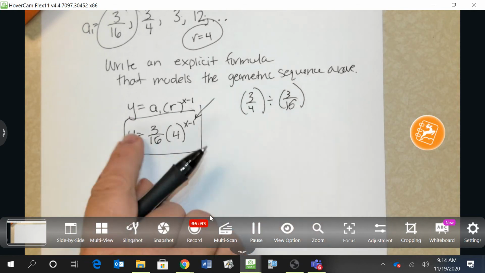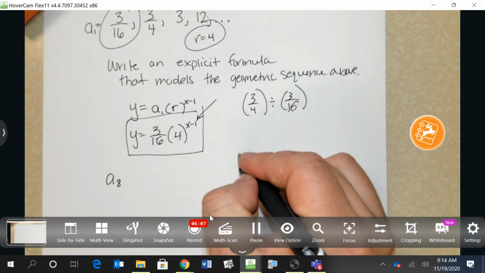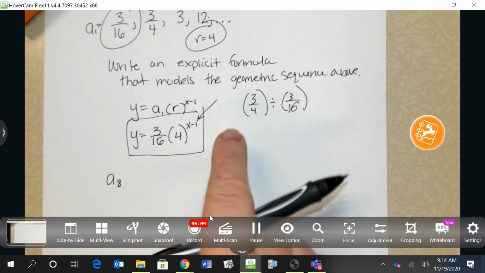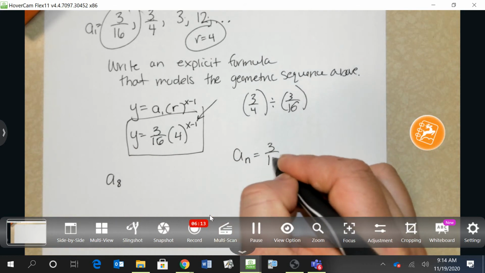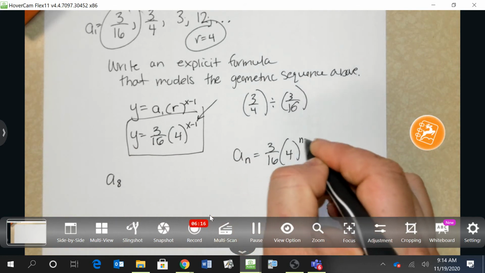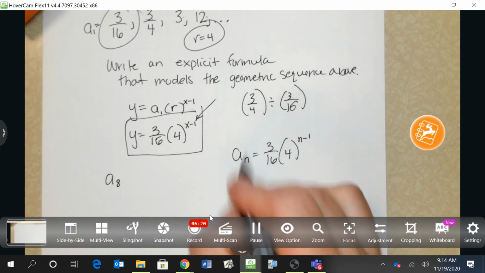So I'm going to rewrite this with, let's go with A sub n. It's the same concept, whether you use an X, Y, or you use A's and N's. So this is what it looks like. And now I'm going to replace the N with an 8.